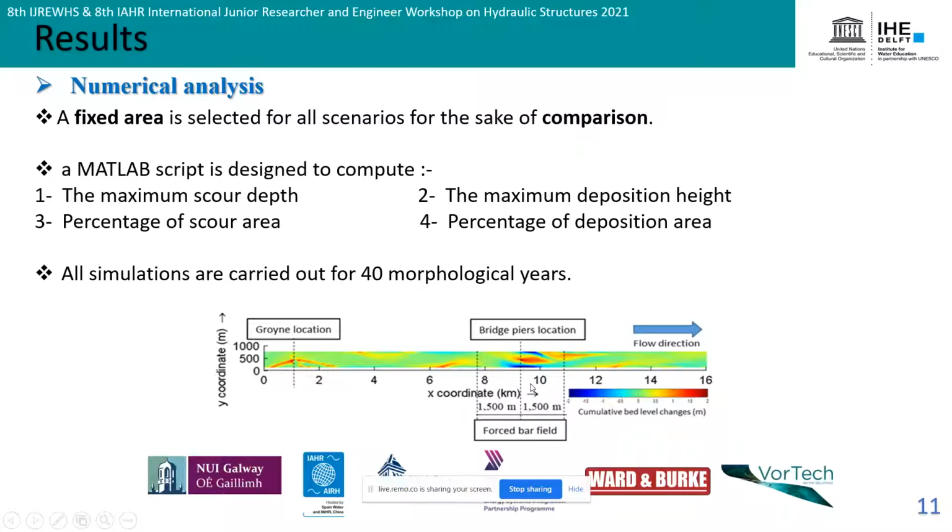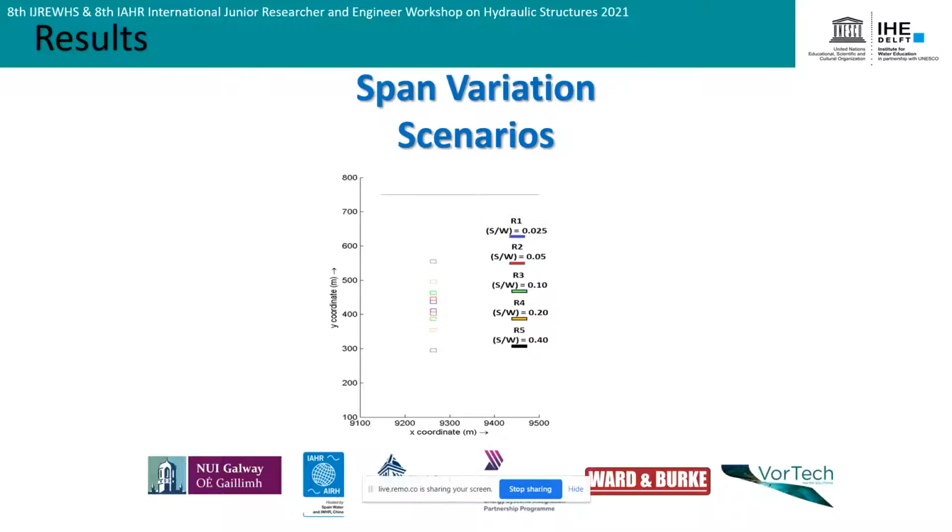We use a MATLAB script to calculate the percentage of area of scour and the deposition area, also the maximum scour depth and the maximum deposition height. All simulations were carried out for 40 morphological years until the system reaches the equilibrium state. Here's the first set of scenarios, the span variation scenarios.